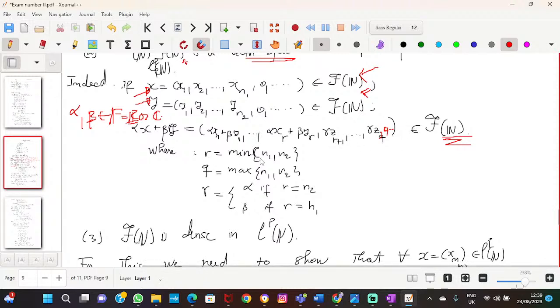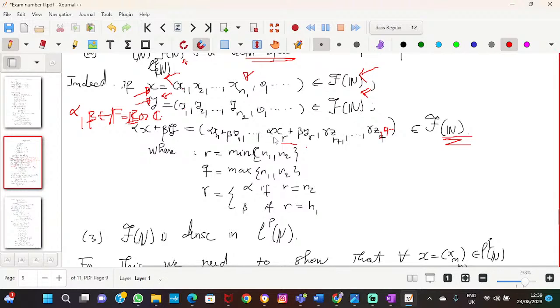Where r is the minimum between n1 and n2. n1 is the number of non-zero terms of x. n2 is the number of non-zero terms of y. So if you add them in this order, you're just going to add this and this, this and this, up to the minimum between them. That's what we call r.